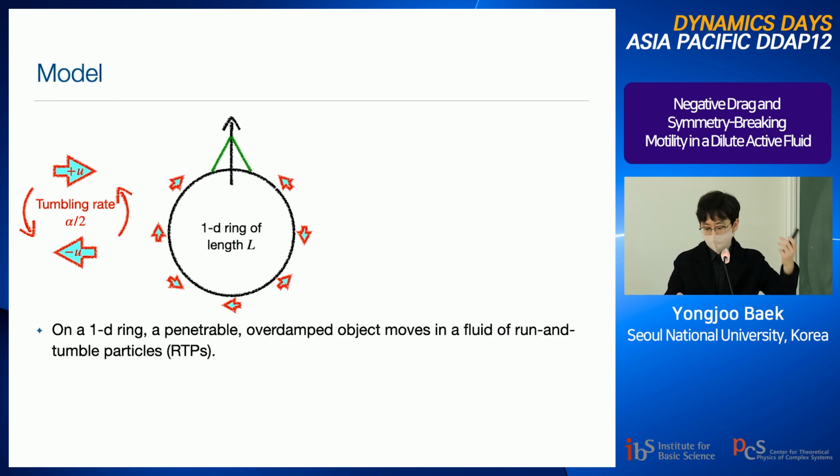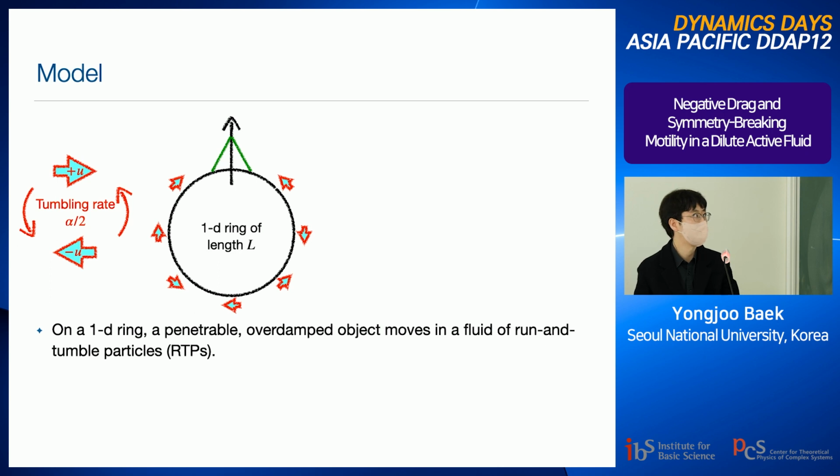So let me first give you the model that we use. It's the simplest model. Here we have a one-dimensional system, and for simplicity I assume periodic boundary conditions, but later I'm going to take the length L to the infinity limit. The active particles are the Brownian tumble particles that I introduced before. They move either clockwise or anti-clockwise with constant velocity, but they switch between these two directions with tumbling rate alpha over 2.